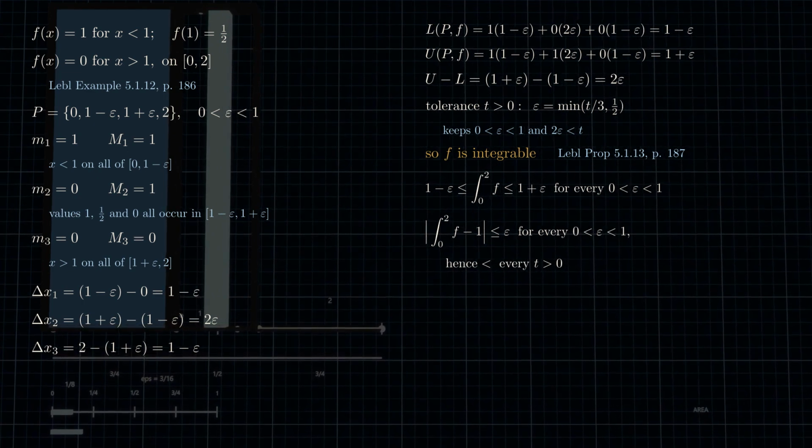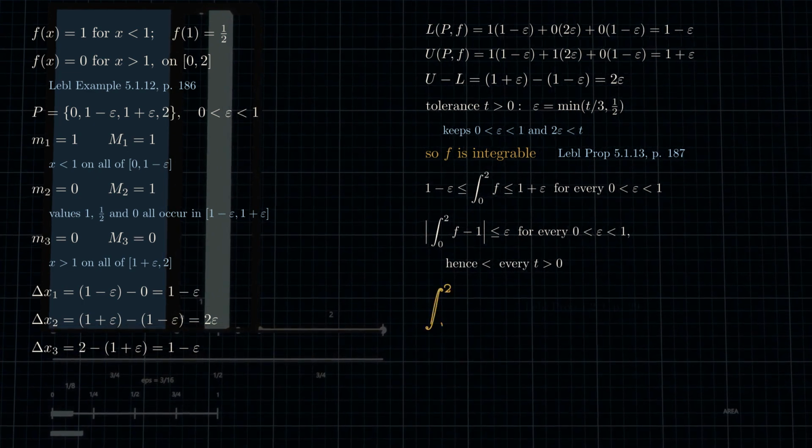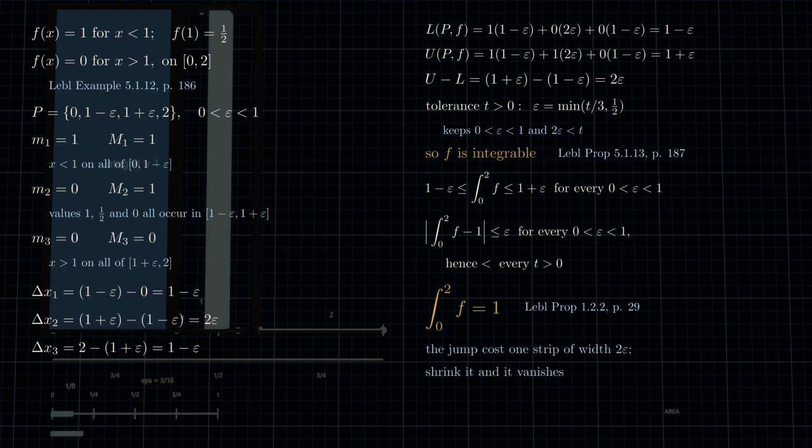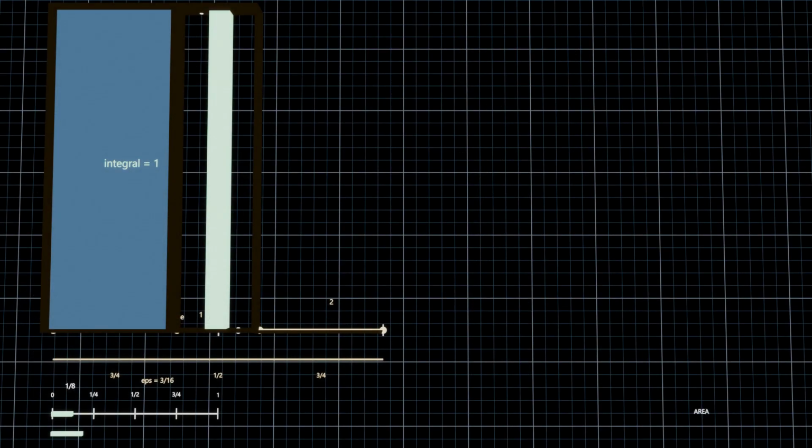Our Lebl's 1.2.2. The integral of f from 0 to 2 is 1. And see what the jump cost us? Nothing. One strip of width 2 epsilon, and the gap was that single white rectangle. Shrink it, and it vanishes.